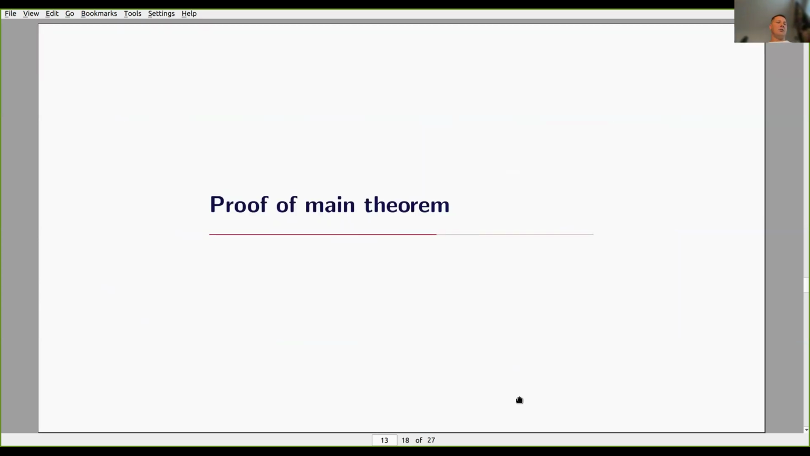Okay, so let's then go to the proof of the main theorem. The next slides will be a little bit heavy, and I will try to somehow guide you through and explain what is the main point.